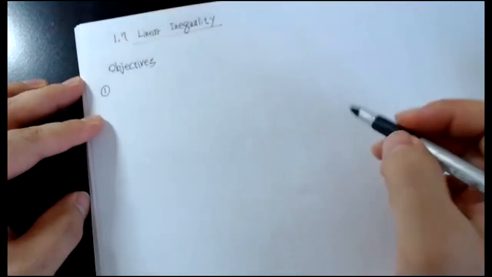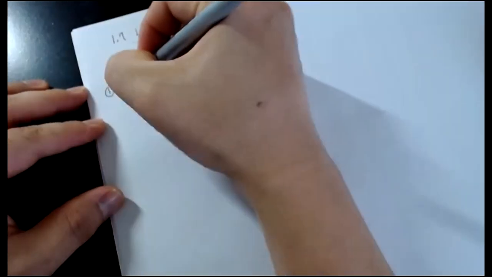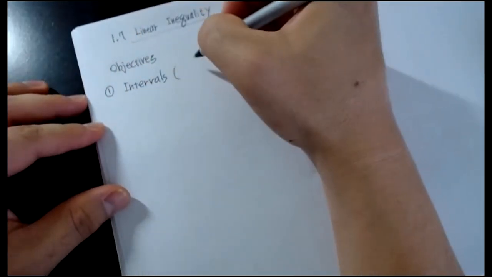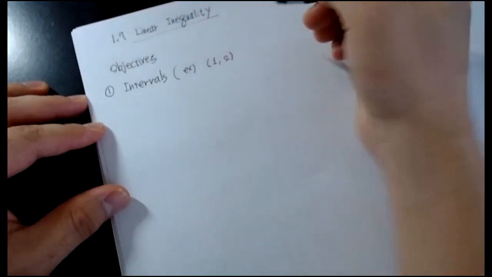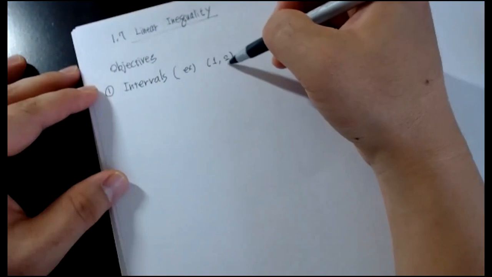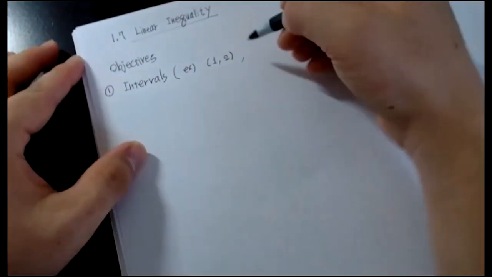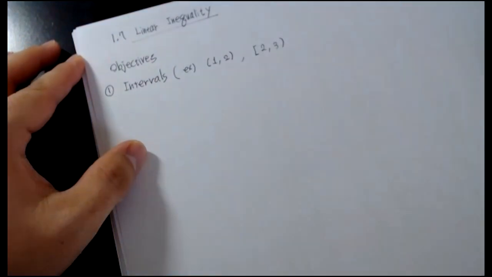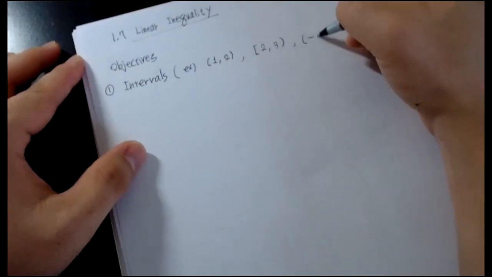So first one, we're going to learn interval notation. Remember, what's interval notation? For example, (1, 2) with parentheses. Again, this is not an ordered pair, so do not confuse it with the ordered pair. This means the set of all numbers between 1 and 2. Or there's this one with a bracket, [2, 3], something like this, and then maybe you see negative infinity to 0.